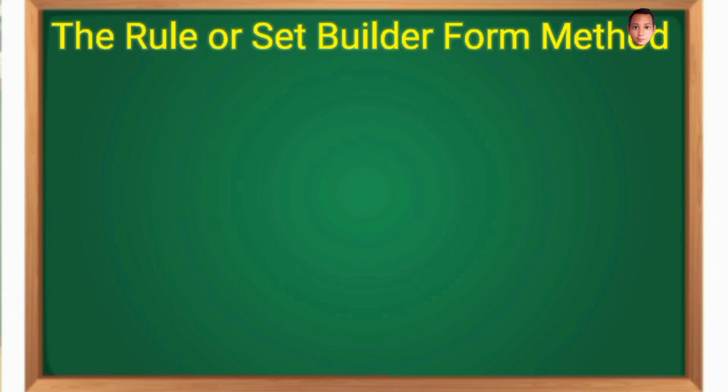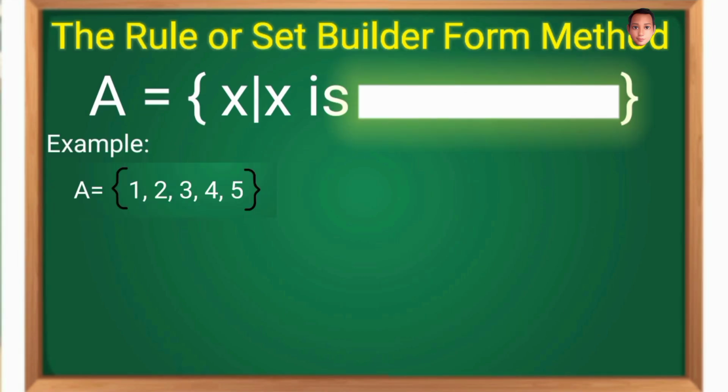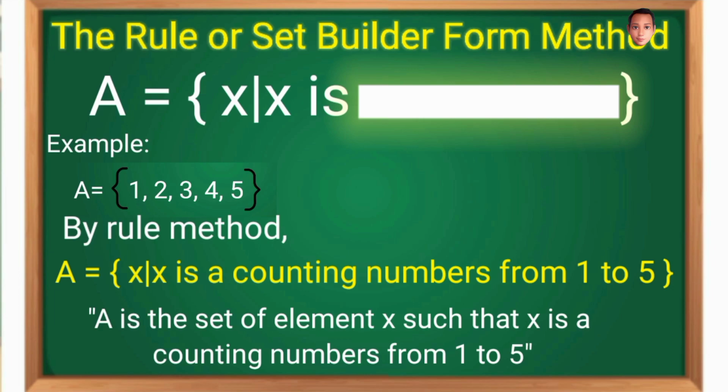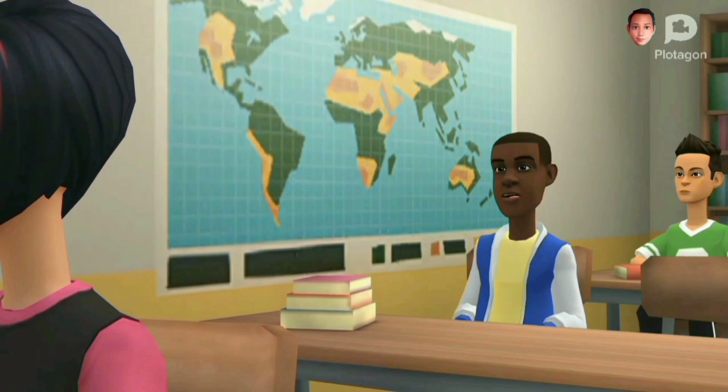Another way of writing the elements of a set is with the use of a descriptor. This is the rule or set builder form method. For example, A is the set of 1, 2, 3, 4, and 5. By rule method, this is read as: A is the set of elements x such that x is a counting number from 1 to 5. Do you have questions? None, ma'am.